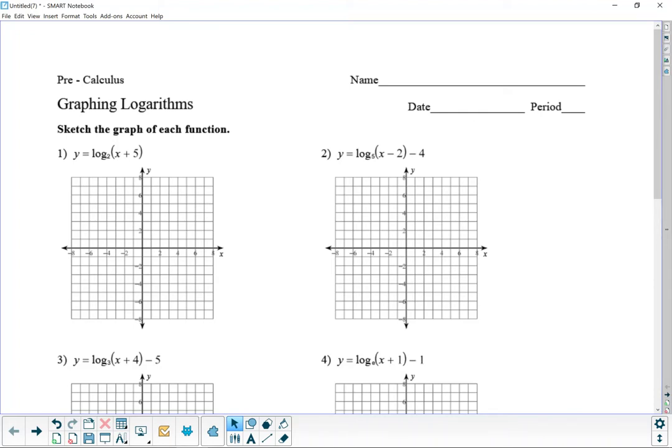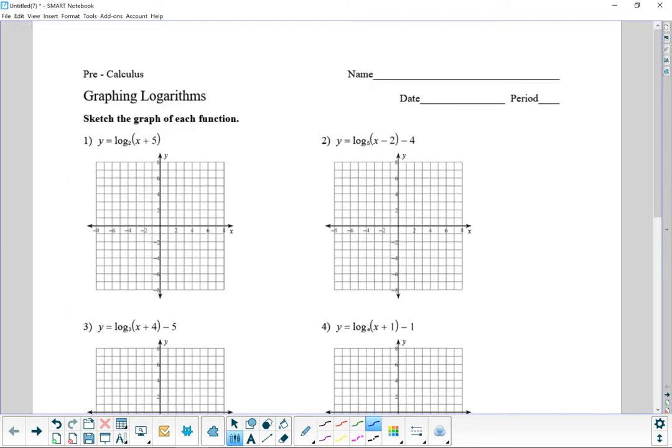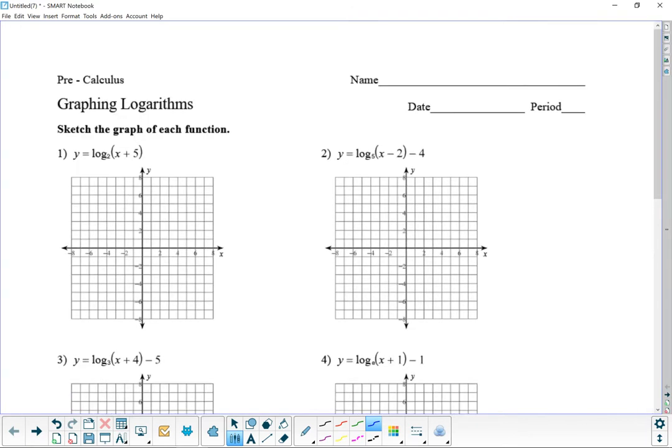Okay, so today we're doing graphing logarithms. Like I told you guys in class, for each of these, I would like you to start with the parent function and then do the translation afterwards. So, number one, let me zoom in just a bit. Oh, that's about as big as it gets.